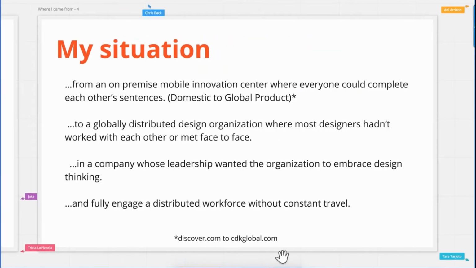A little bit about my background. Previously, I was managing a mobile innovation center where product design and development were co-located. We could literally finish each other's sentences. Walking into CDK, a globally distributed design organization, where many of our designers hadn't worked together before, and they certainly hadn't had the opportunity to meet face-to-face. With a company remit and leadership ask to embrace design thinking in a fully engaged, distributed environment without constant travel.